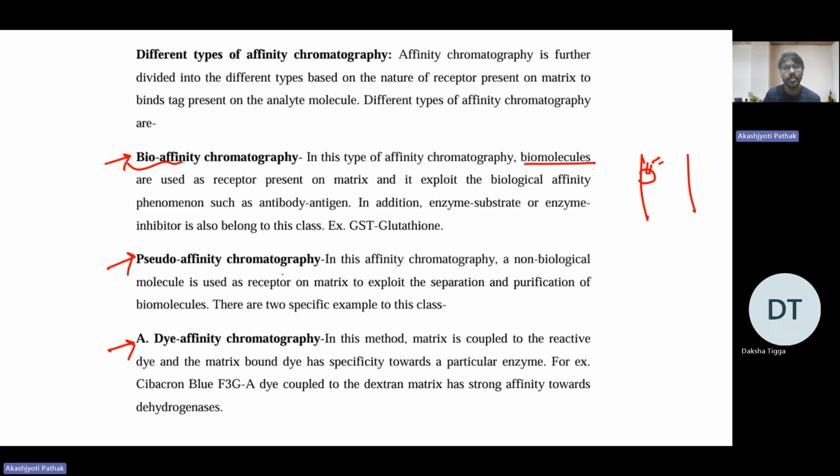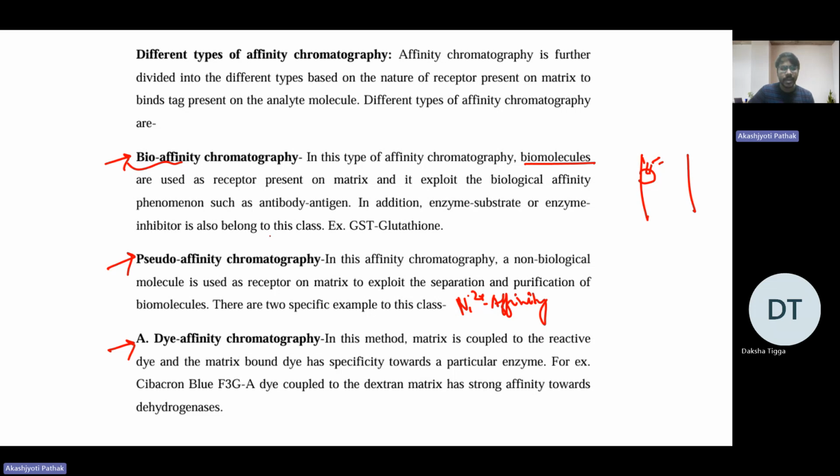Then what is pseudo-affinity chromatography? In this affinity chromatography, a non-biological molecule is used as a receptor on the matrix to exploit the separation and purification of a biomolecule. Here you can consider the example of nickel affinity chromatography, nickel NTA. Nickel NTA is a non-biological molecule; it is a metal ion.